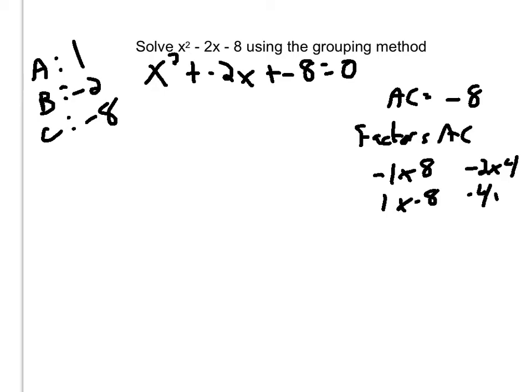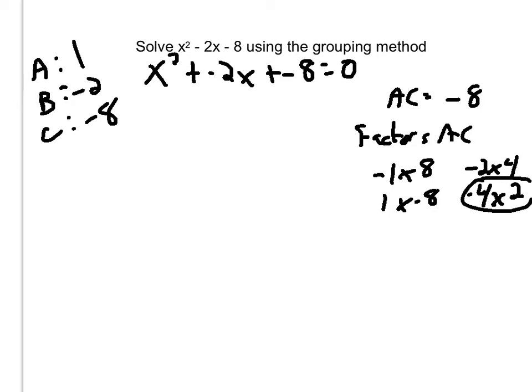Oh no, don't want to do that. Or I could take negative 4 times positive 2. I guess we'll just write it like that. Okay? Well, again, my job is to figure out which one of those sets will add up to negative 2. And my answer is going to be the negative 4 times 2 version.